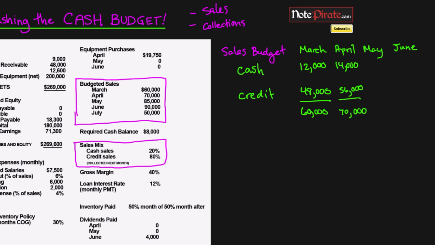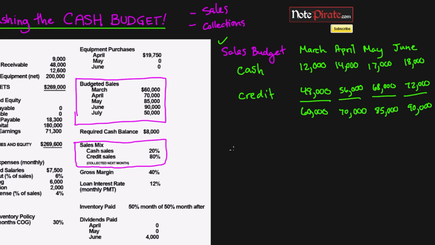70,000. May, 17,000. I'm just going to start writing out figures instead of saying the exact same thing over and over. Will be 85,000 total, and June will be 18,000, so 20% of 90,000, and the remaining is 72,000. So that is a quick sales budget. That part is completely finished.